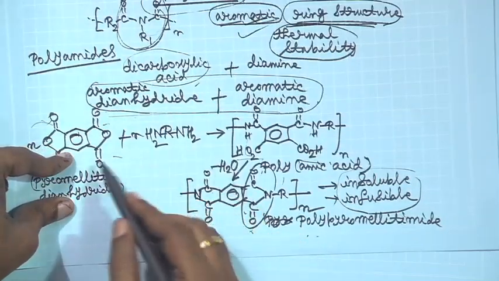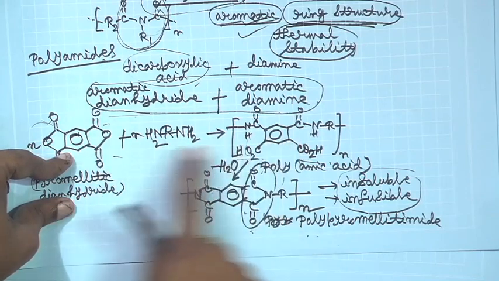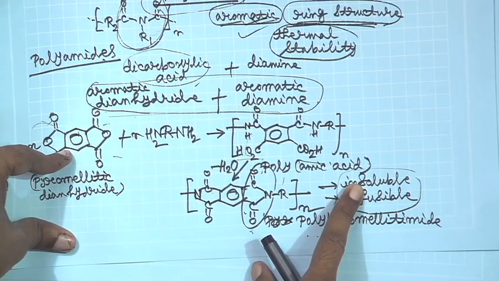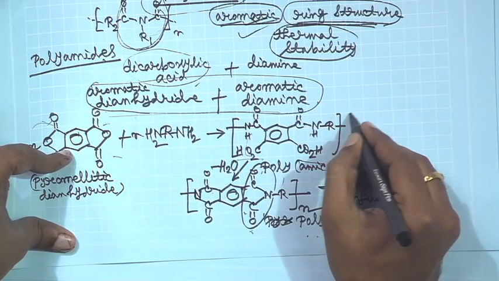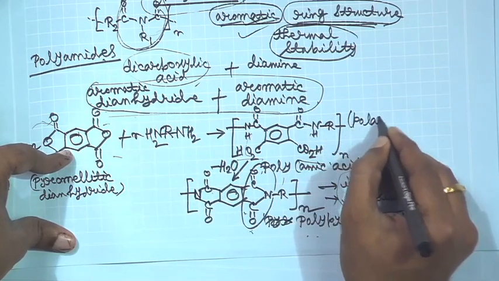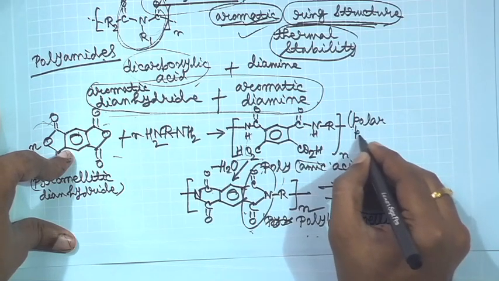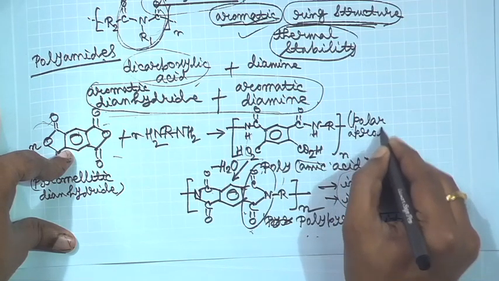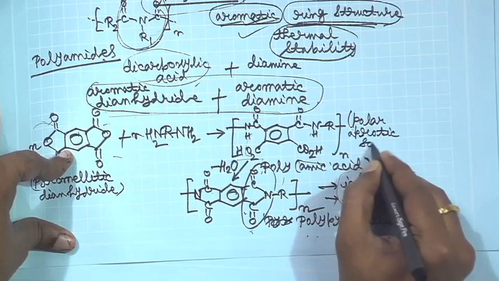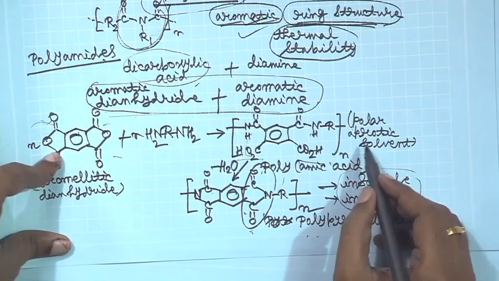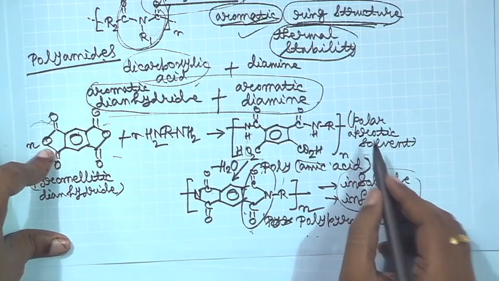So, this first step that you are doing, the preparation of polyamic acid, is carried out in a polar aprotic solvent. We will explain why we are doing these things, why a polar aprotic solvent. We already got introduced to polar aprotic solvents before. Polar aprotic solvents are polar, but cannot donate a proton, unlike water.